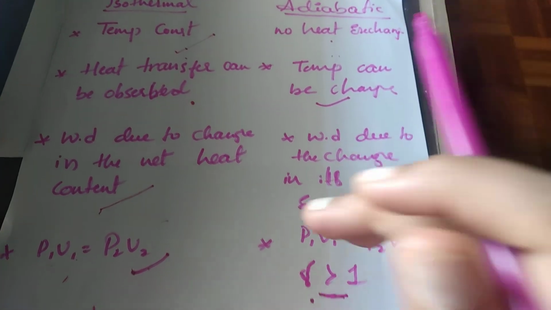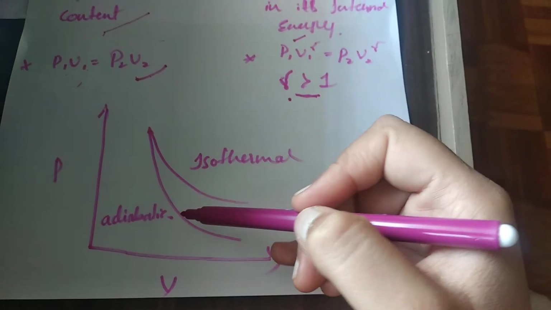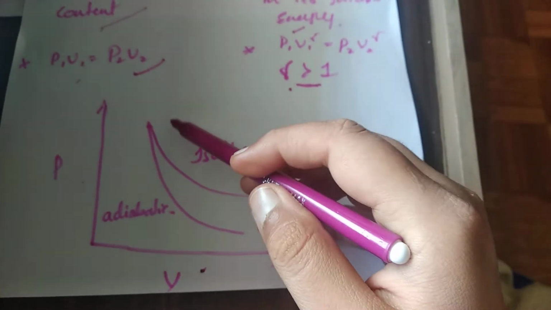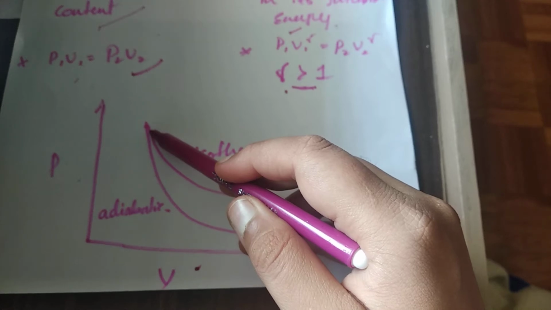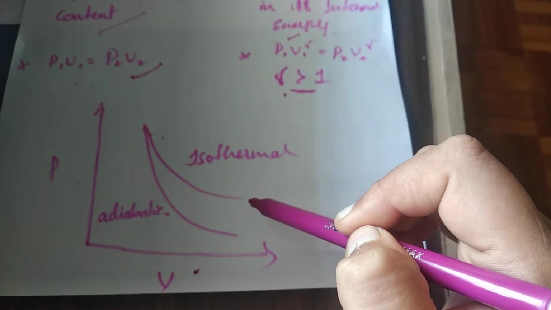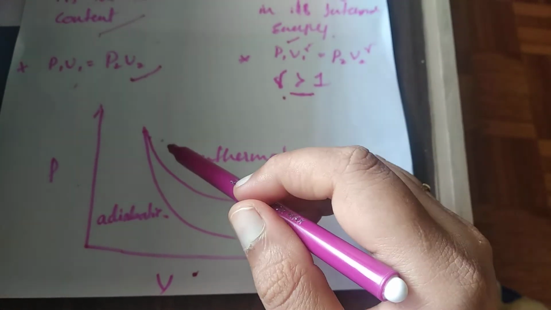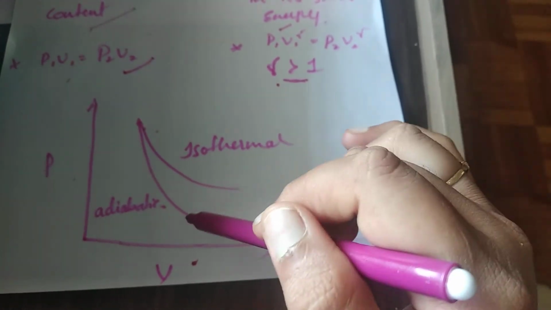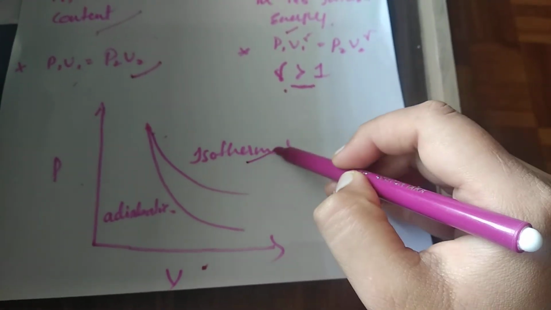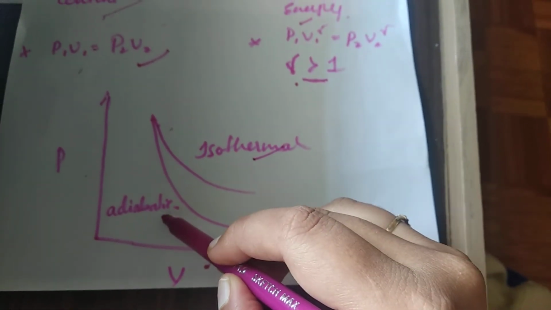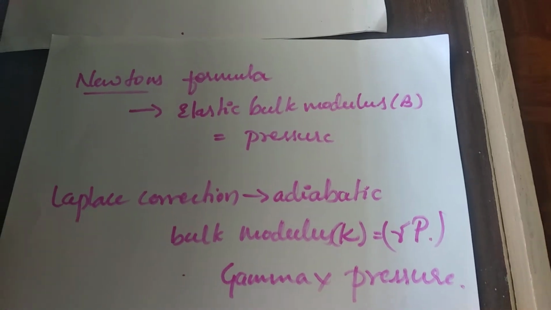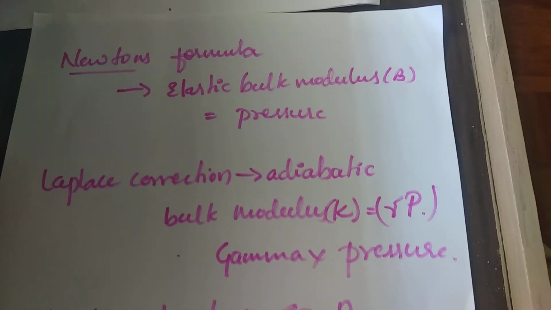The correction by Laplace: here we see the graph. We draw the graph of pressure versus volume. When the system changes from P1V1 to P2V2, these are the curves for the isothermal and this is for the adiabatic processes.